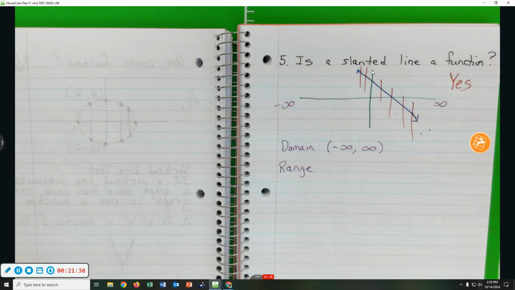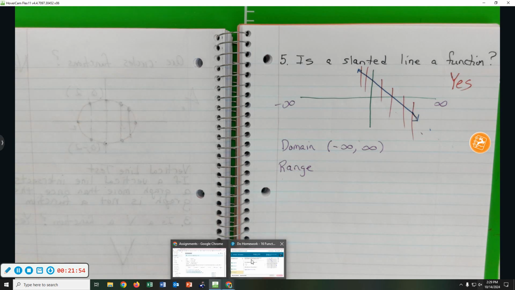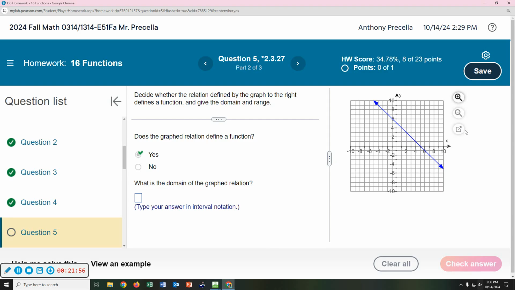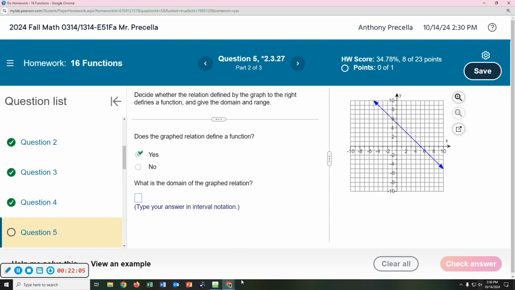Now the range, you're looking at the y-axis. Apply that same sort of logic. But instead of thinking left, right, what are you going to think? Up, down. Does this blue line keep going forever up and forever down? Yes. It's going forever up, so that's positive infinity. It keeps going forever down, that's negative infinity.